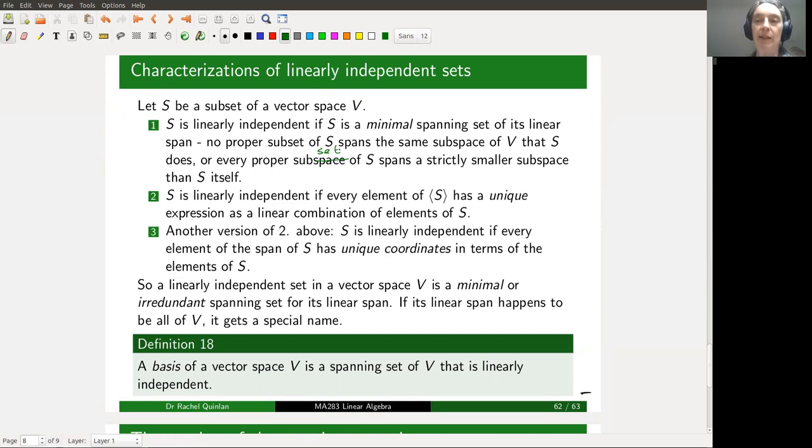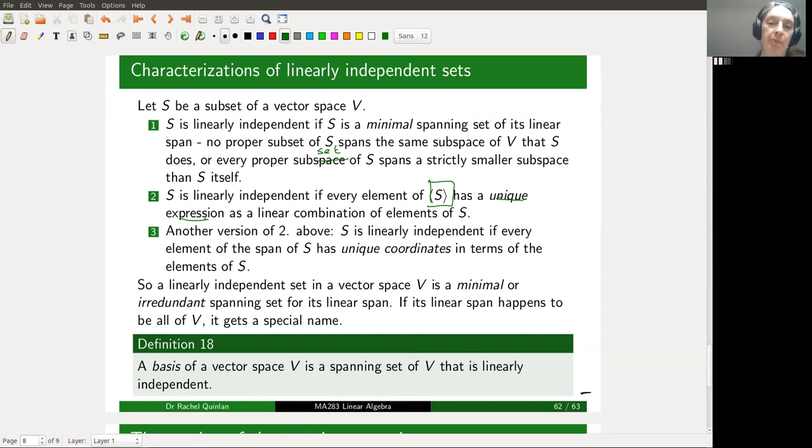Another one which can actually be really useful and a very good description to have in your mind is that if S is linearly independent, it means that every element of the linear span of S has a unique expression as a linear combination of elements of S, so a unique set of coefficients for each of the vectors in S that describes each element of its span as a linear combination. And so that's quite a useful characterization of what linear independence means, or at least of one property of it.